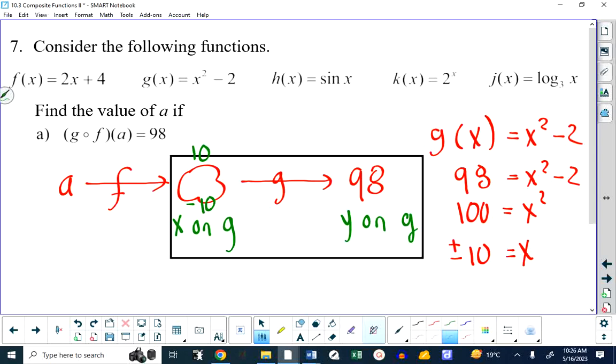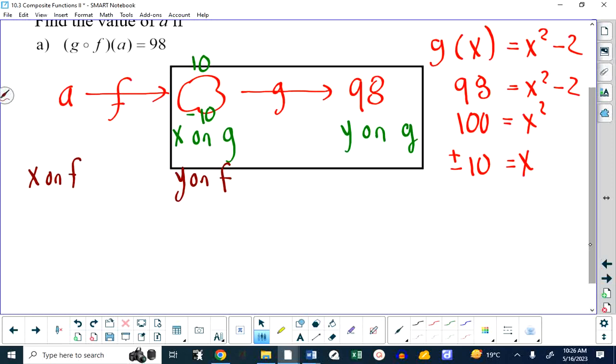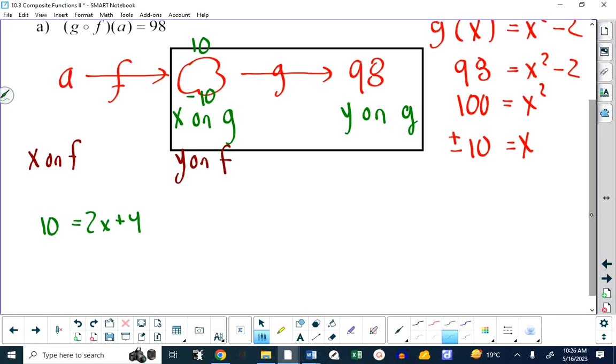Now, when I look at this negative 10, I know I said this was a y coordinate on G, sorry, an x coordinate on G. It's a y coordinate on F as well. It's coming out of F, which means what we're after is an x coordinate on F. But we have two equations to solve. F is 2x plus 4, which means 10 equals 2x plus 4, or negative 10 equals 2x plus 4. There's two answers here.